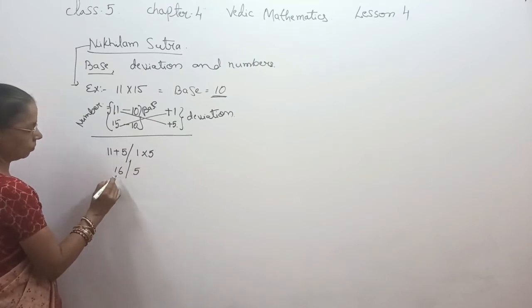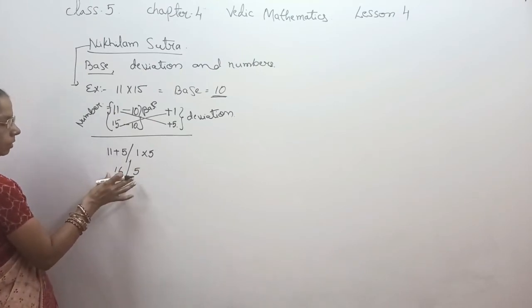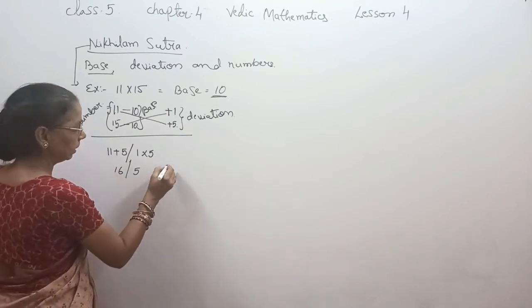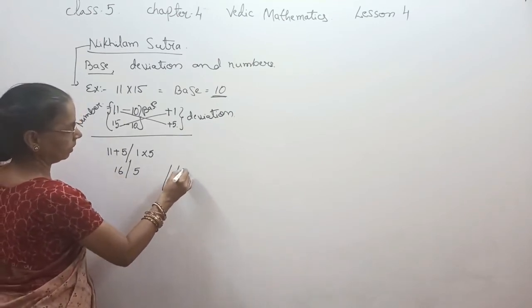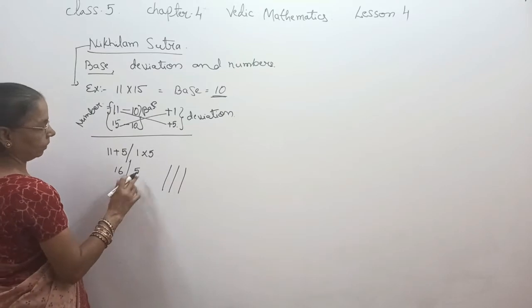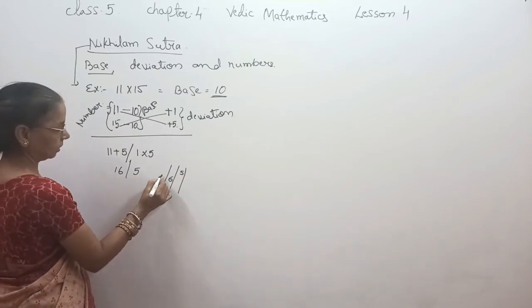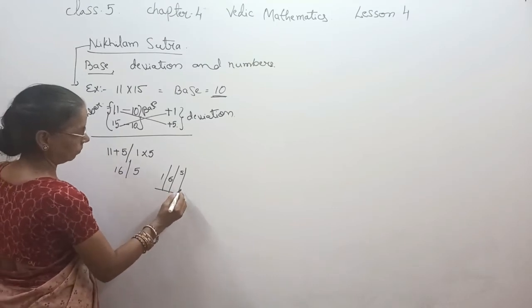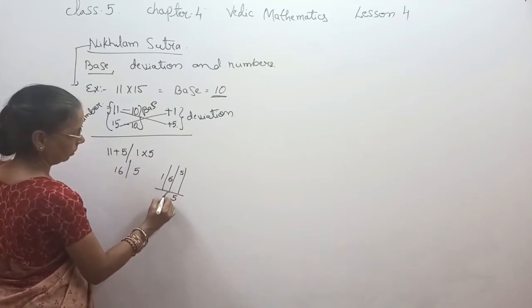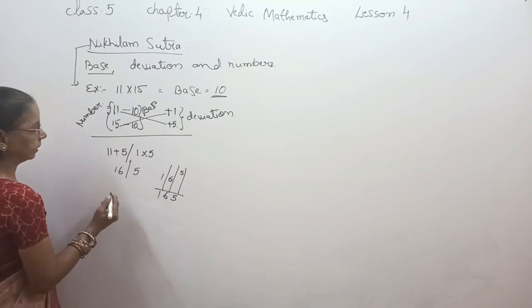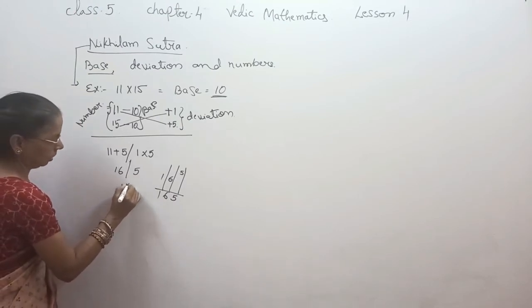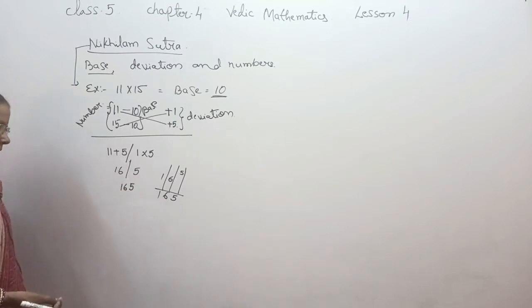Now we have to total it in a slanting way. The first one is 1s, second one is 6, then 1. Now we have to add 5, 6, 1. Like this we give the answer as 165.